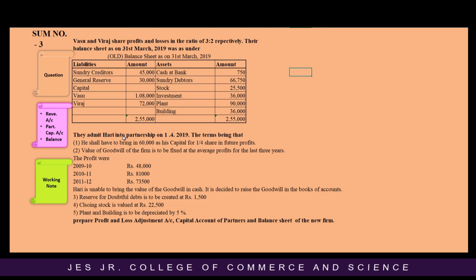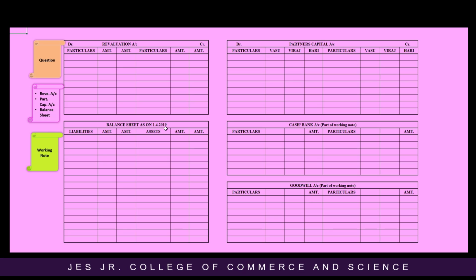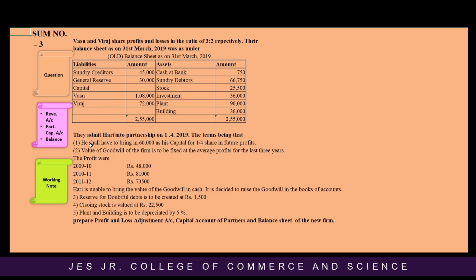They admit Hari into partnership on 1/4/2019, the terms being that. So when you will be preparing new balance sheet, this date will appear on the new balance sheet. This is new balance sheet. See, new date is appearing, and here no issue if I write new balance sheet. He shall have to bring 60,000 as capital for 1/4 share in future profit.